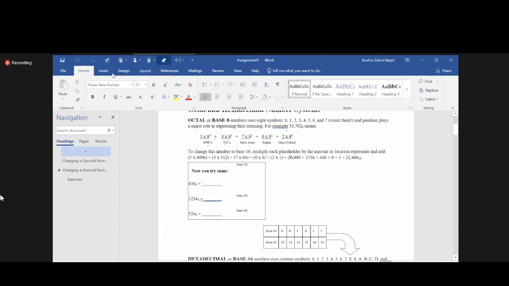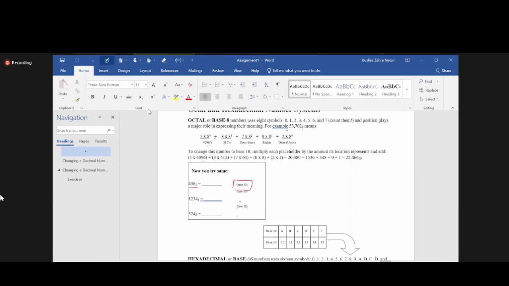Now I have a slightly different number, but it is also in octal. 43436 base 8. Get their decimal value. Solve it and let me know.